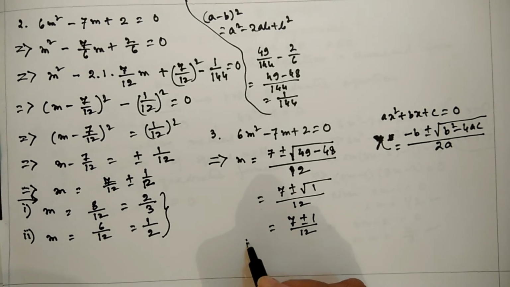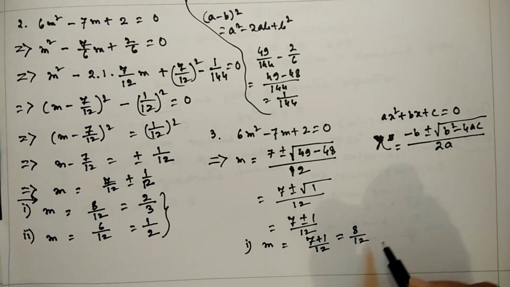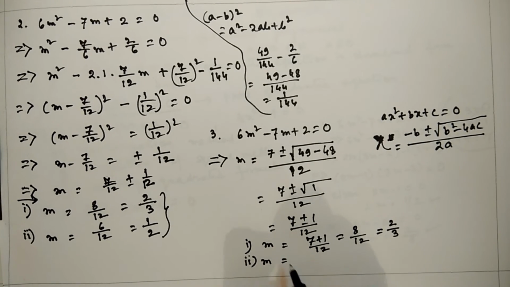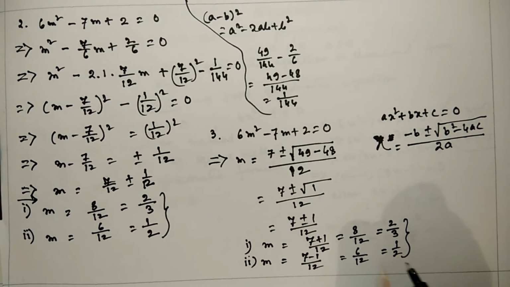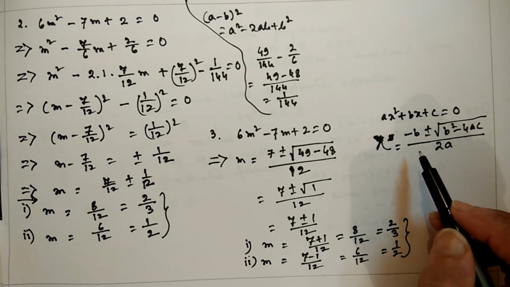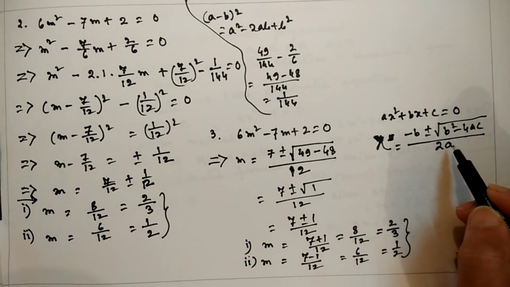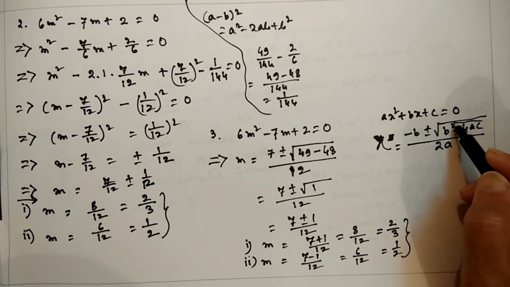So the roots will be, one m will be 7 plus 1 by 12 is equal to 8 by 12 is equal to 2 by 3. Another will be 7 minus 1 by 12 is equal to 6 by 12 is equal to 1 by 2. So these are the roots using this formula. Now all the three methods I have shown with one equation. So one thing here I want to tell about this formula is b square minus 4ac.